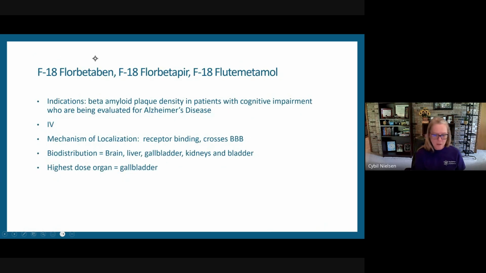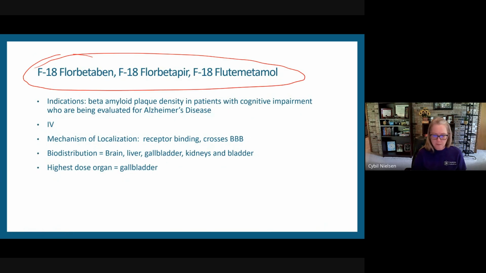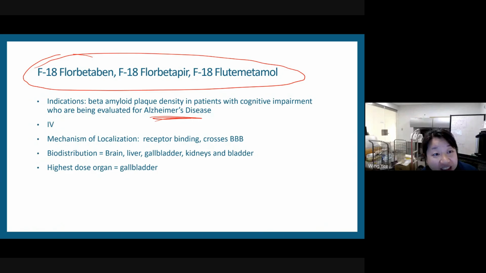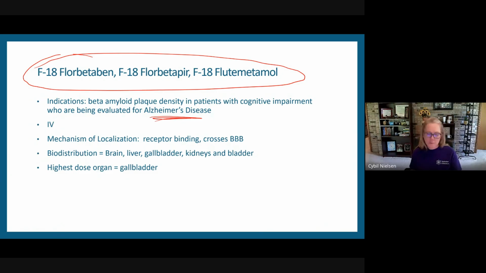All right, these three are for Alzheimer's. Do you do these? No. What kind of PET do you guys do? For PET-CT, mostly PSMA, melanoma, NCAP. Yeah, okay, a lot.